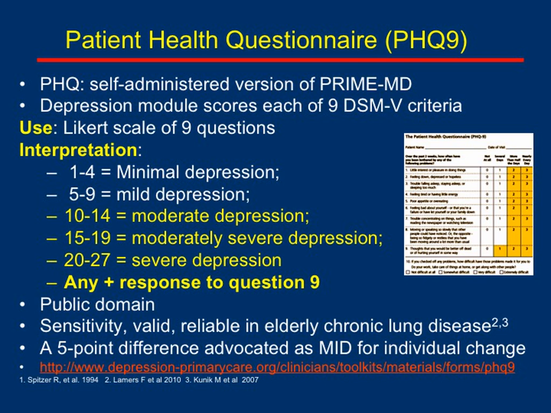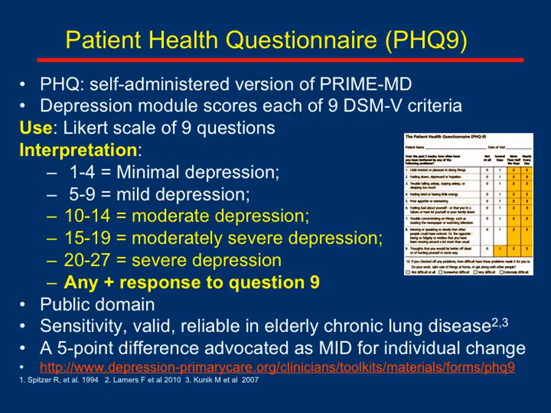So it's a self-administered version of the PRIME-MD. It's, again, consistent with the features of the validated definition of depression. It uses a Likert scale or rating scale, and this gives you the cut points for abnormality. So moderate depression and on up, you do need to report, or any change in depression. And absolutely any positive response to question 9 has to be addressed quickly.